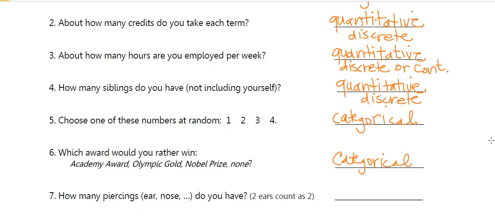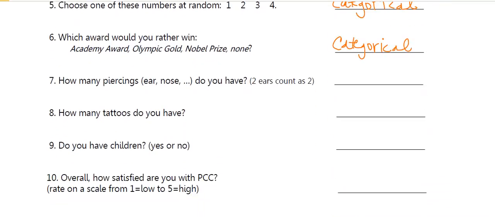How many piercings do you have? Ear, nose, etc. 2 ears count as 2. That is quantitative. That is a number, quantitative. Oh, discrete or continuous? Discrete. I don't think it's possible to have 2.5 piercings, but if you think it is, let me know.